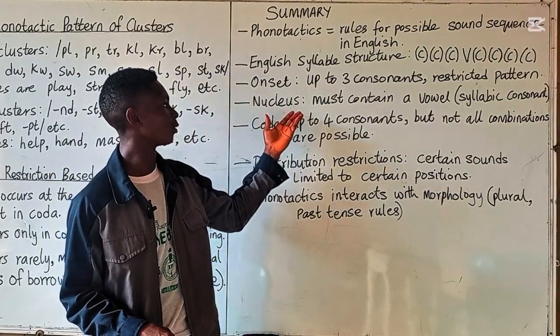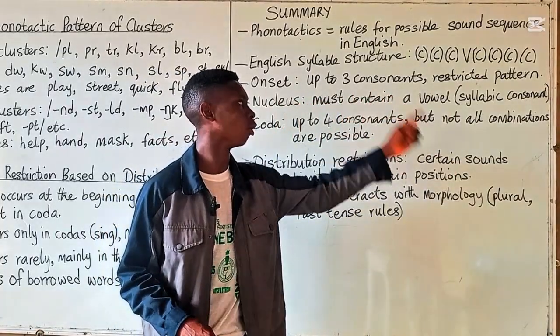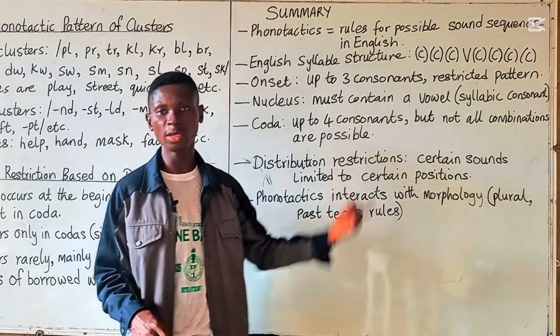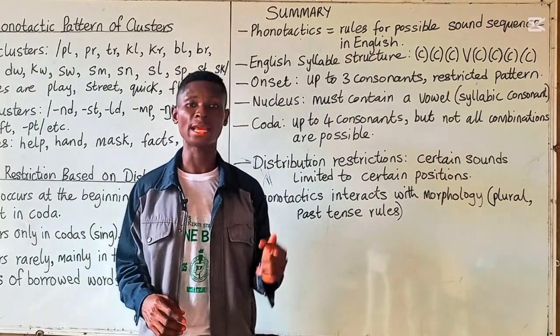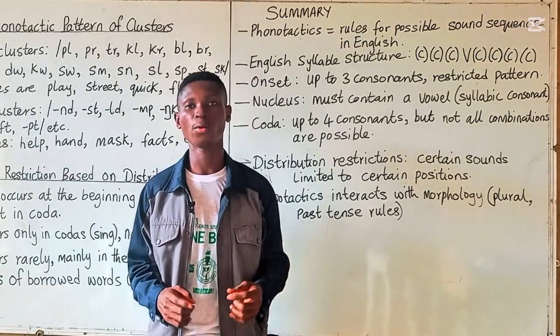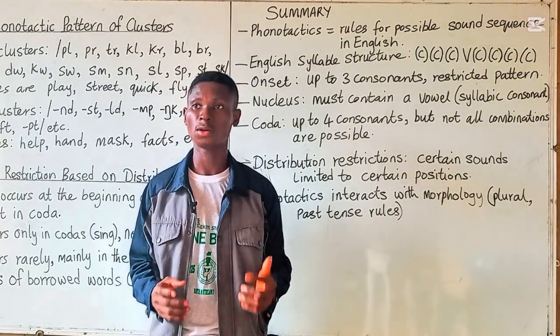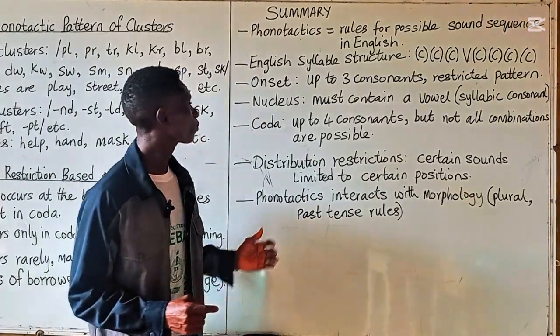Again, we have the nucleus. We said that the nucleus must contain a vowel or syllabic consonant. The only situation we can have a syllable without a vowel sound is where we have syllabic consonants. In other words, a syllable that is made up of only consonant sounds without a vowel sound.